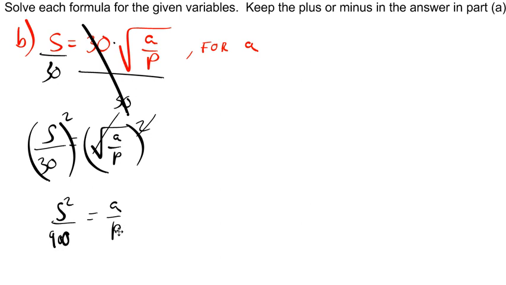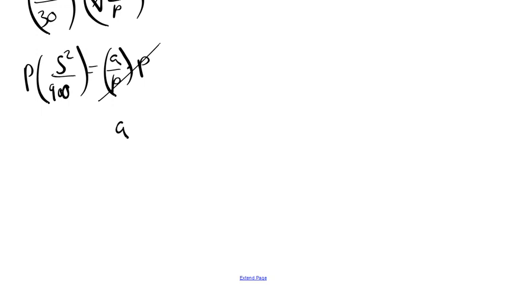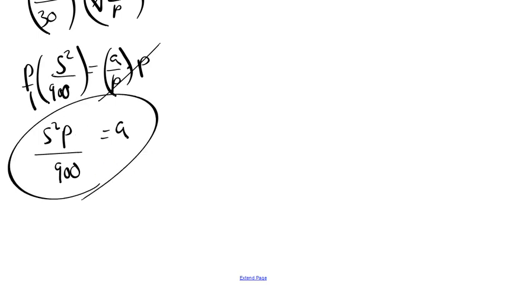Last but not least, I need to get rid of the P. Well, what operation is the P doing? The P is dividing, right? It's A divided by P, so the opposite of dividing by P is multiplying by P. So I'm going to multiply the right side and the left side by P. So our final answer then, when those are gone, is A equals S squared times P all over 900. And again, you can think of the P as over 1. So P times S squared is PS squared, and then 1 times 900 is 900 right there. Okay, so we just have to solve for particular variables.